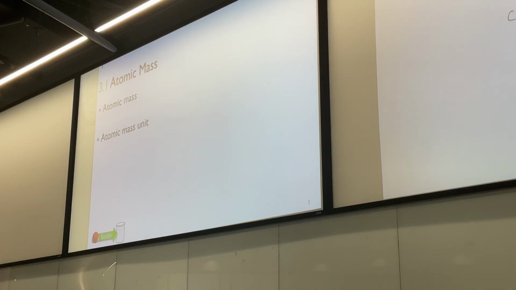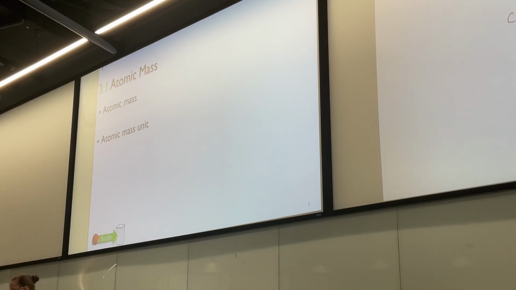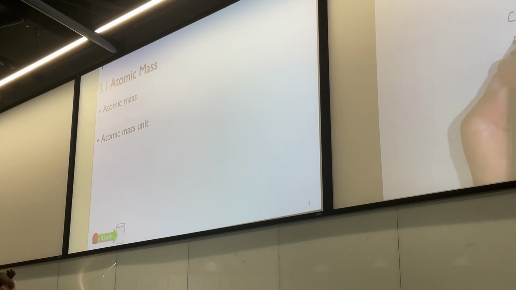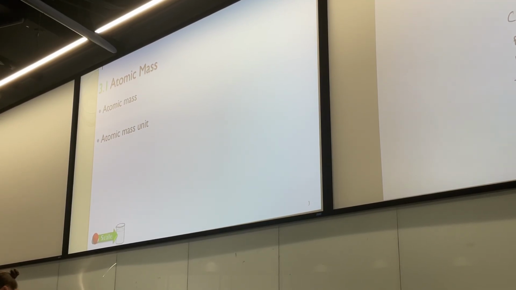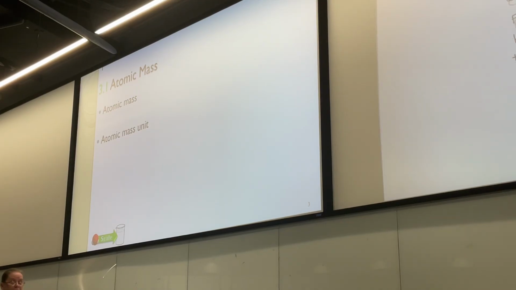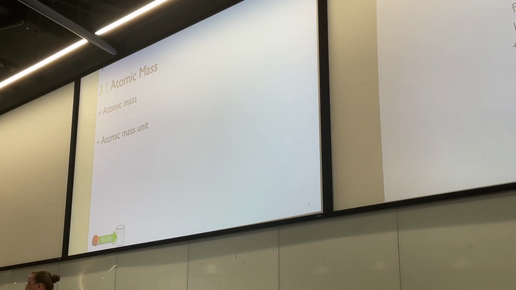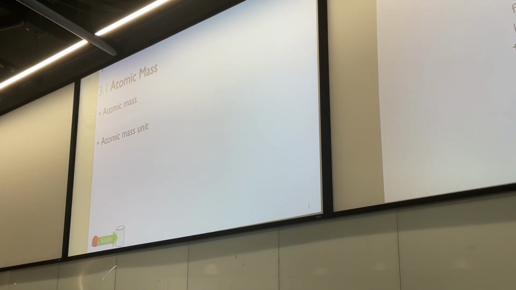What would this mean for the masses of other atoms? Well, fluorine-19 would be 19 AMU. Hydrogen-1 would be 1 AMU, 1 proton there, and helium, messy helium. Helium-4 would be 4 AMU. When we're looking at isotopically pure samples, it's a nice whole number. Any questions?